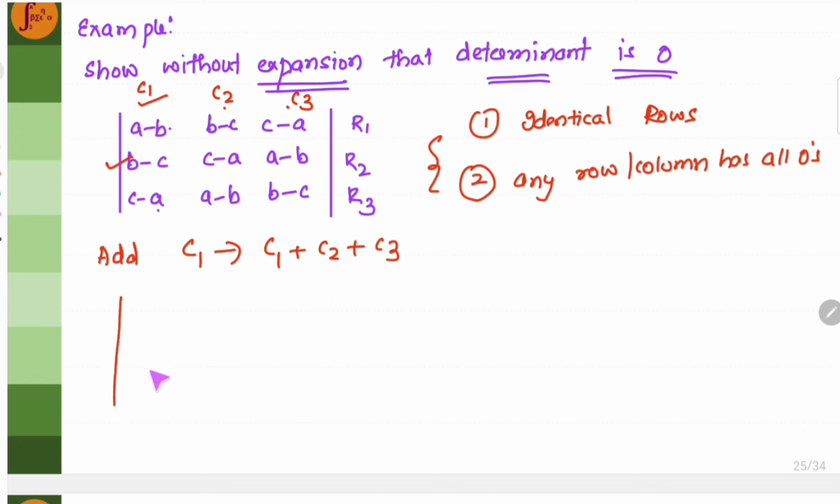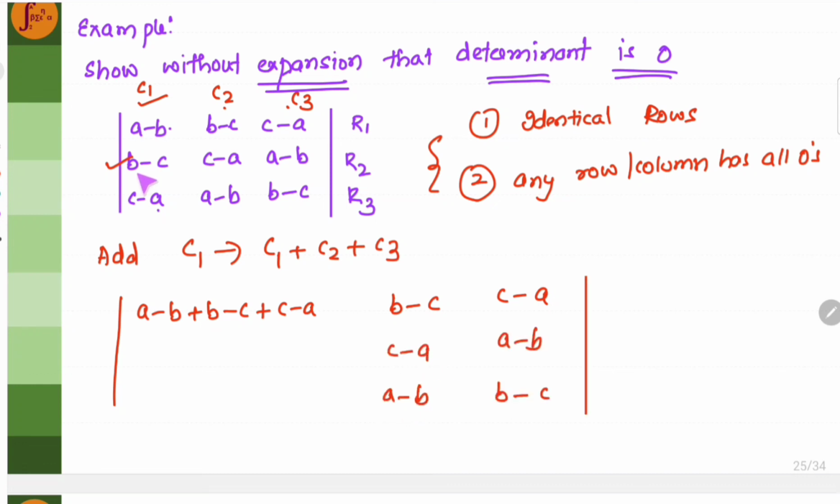Let's do this. So we'll get A minus B plus B minus C plus C minus A. Then let's copy column 2 as is and column 3 as is. Now, the second element in the column: B minus C, you add it with column 2, C minus A, with column 3, A minus B. Then we take the third element in column 3: C minus A, plus A minus B, plus B minus C.